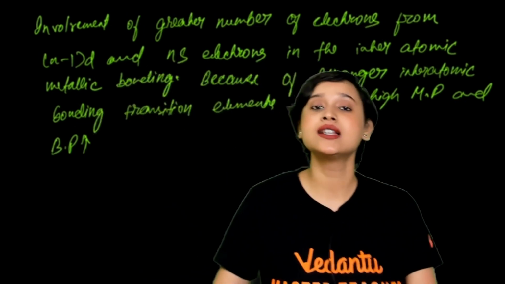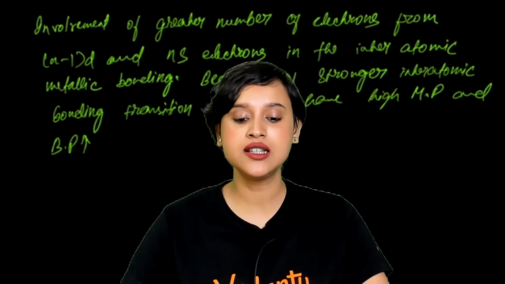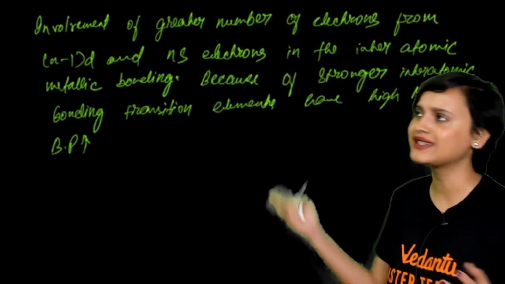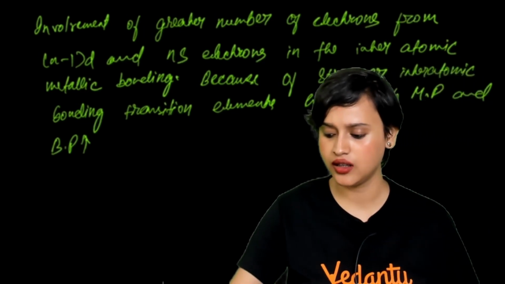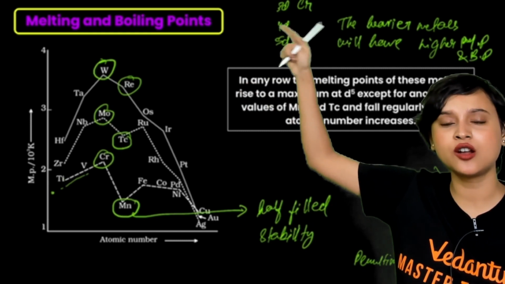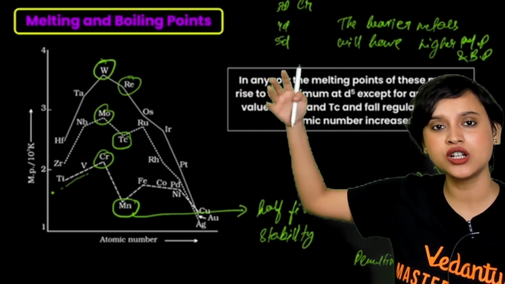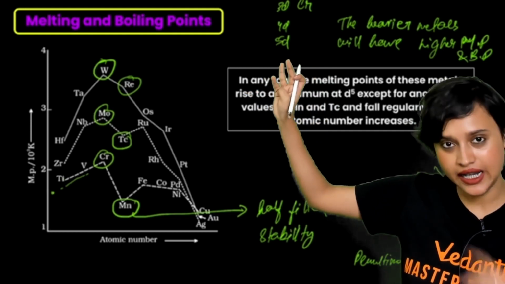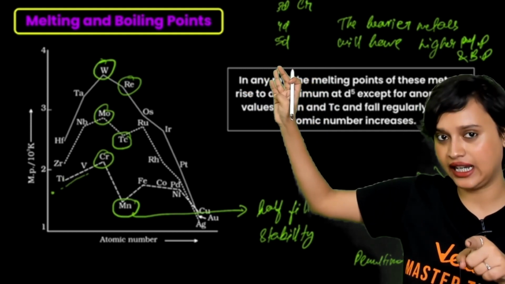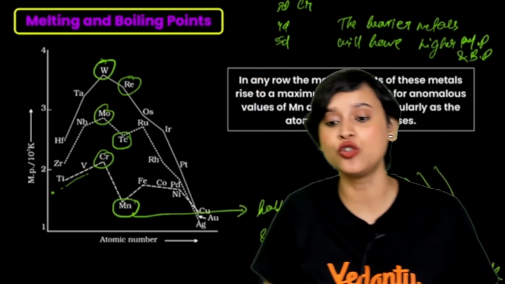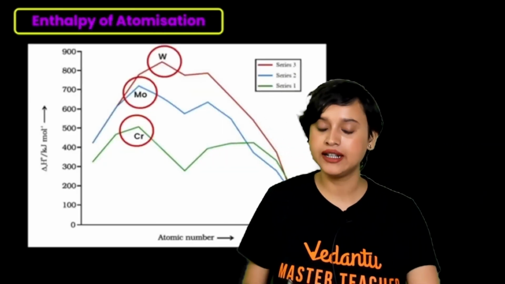Now, by chance, if somebody asks you which group has the highest melting point, you know it, everybody. Check it out. Chromium, molybdenum, tungsten, all of them belong to the same group, isn't it? What is the group? Third is scandium, titanium, vanadium, chromium. So third, fourth, fifth, sixth group has the highest melting point.